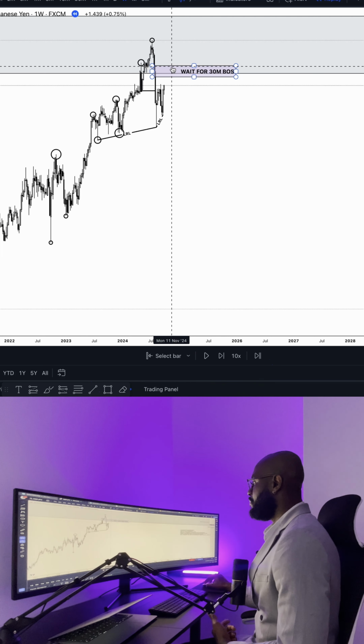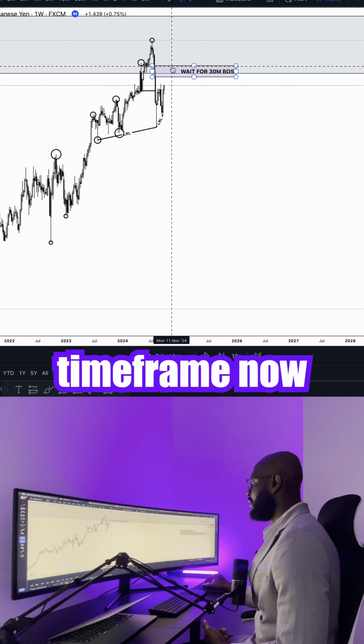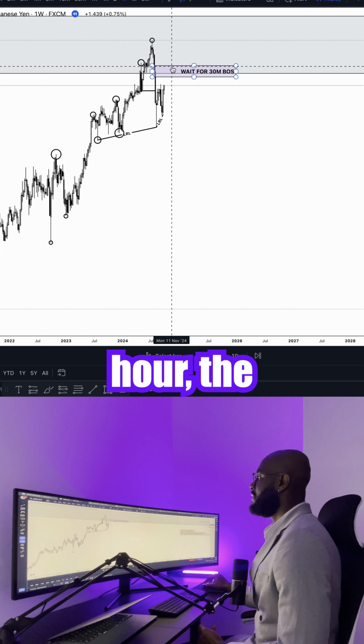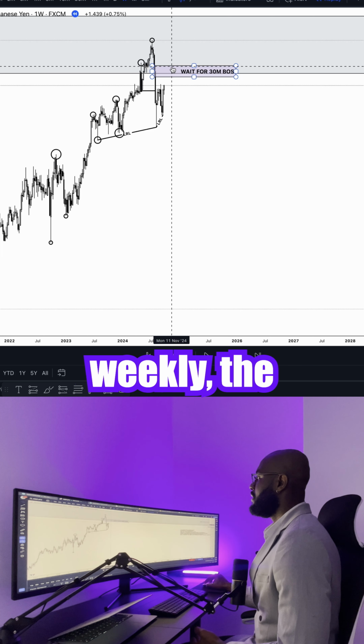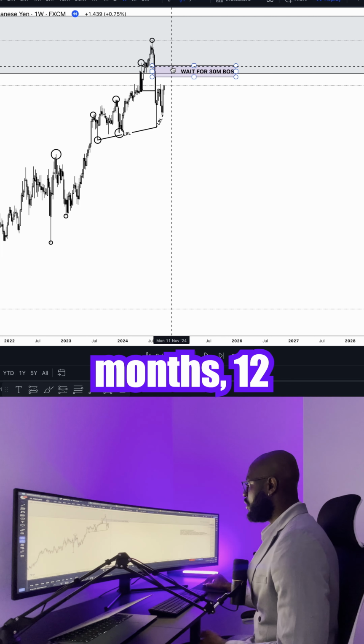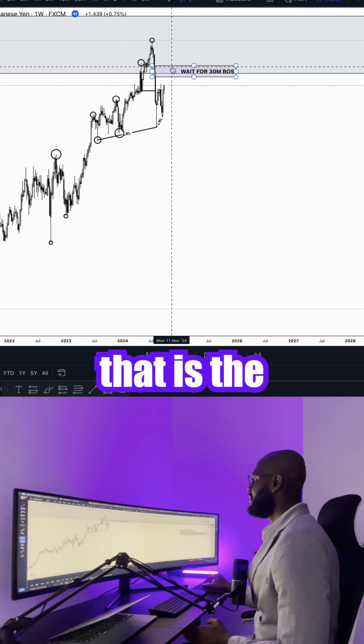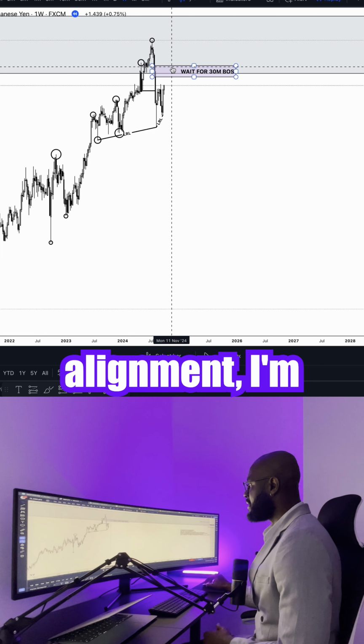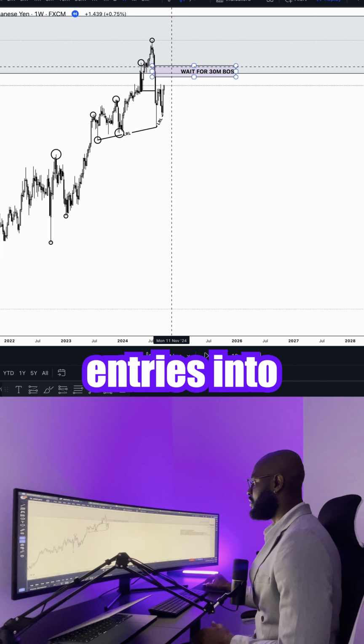Because the 15-minute time frame now has aligned with the 4-hour, the daily, the weekly, the monthly, 3-month, 12-month. And that is the holy grail in trading. The moment I see that alignment, I'm looking for potential entries into the marketplace.